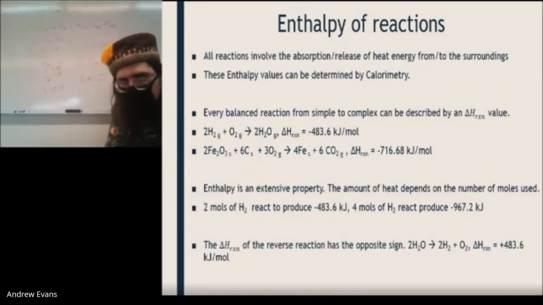And because of this, there's also something associated with this: if you can calculate the forward reaction, you can also calculate the reverse reaction. The energy associated with the reverse reaction is going to have the opposite sign. Basically, if you produce 483 kilojoules to burn hydrogen gas and get water, you would take 483 kilojoules to split water back into hydrogen gas.